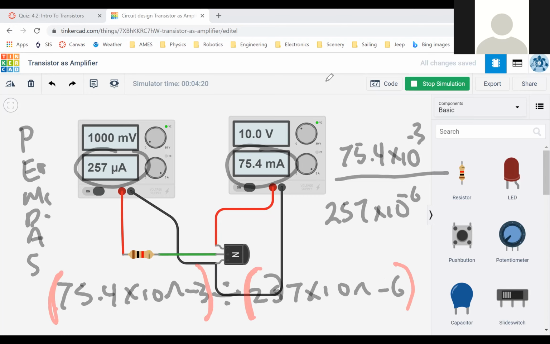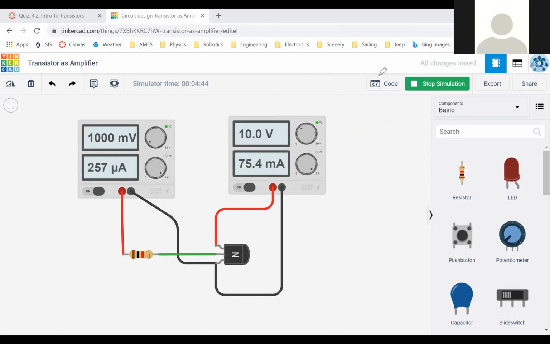When you do this right, you should get 293. Let me make sure: 75.4 times 10 to the negative 3 divided by, with parentheses, 257 times 10 to the negative 6. And yes, 293 is what we get. So the gain of this transistor, with these settings that you see right here, which is called beta, is 293.